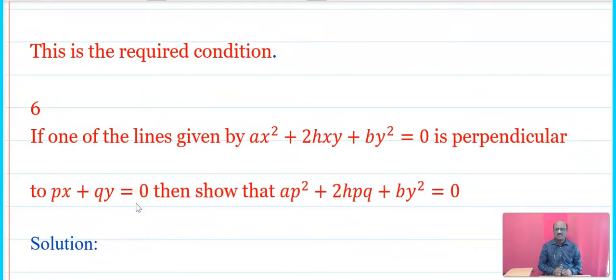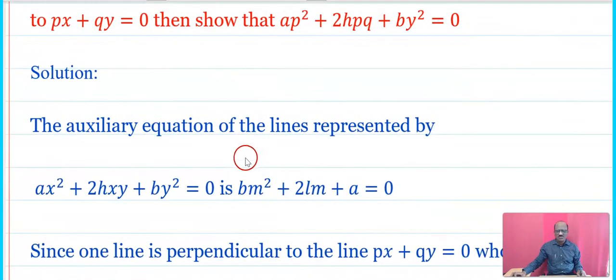Next problem. If one of the lines given by ax square plus 2hxy plus by square equals 0 is perpendicular to px plus qy equals 0, then show that ap square plus 2hpq plus bq square equals 0. Means one of the lines from the joint equation is perpendicular to this line. Then what we have to do here? Find the slope of px plus qy equals 0. After finding, make it minus and reciprocal. Substitute the value of that m in the auxiliary equation, that is bm square plus 2hm plus a equals 0.